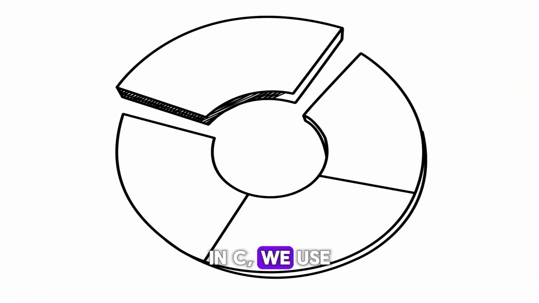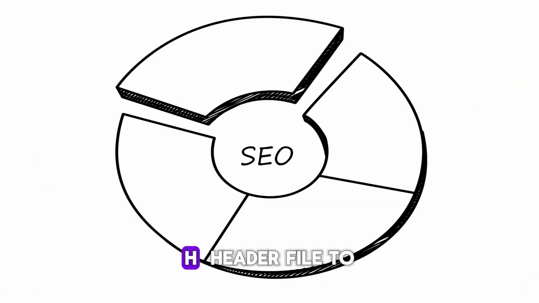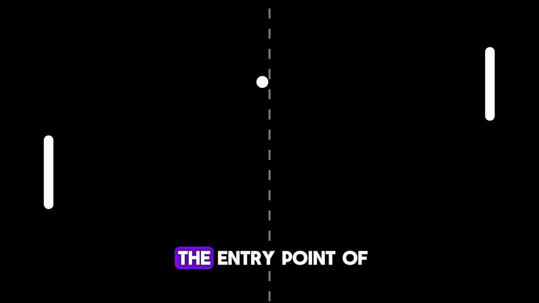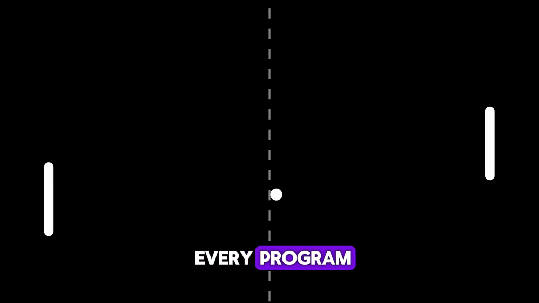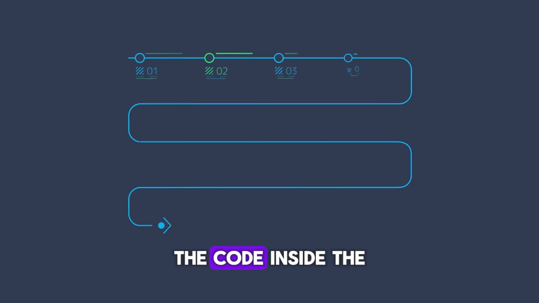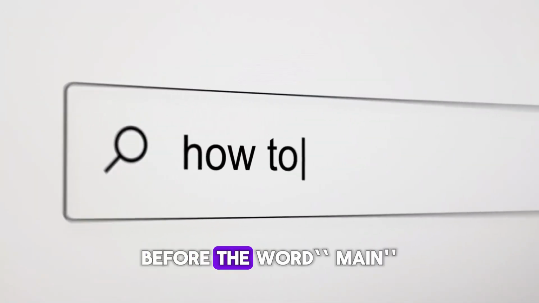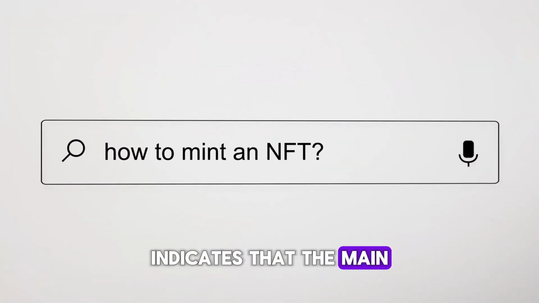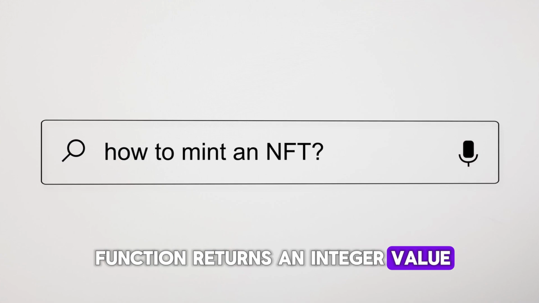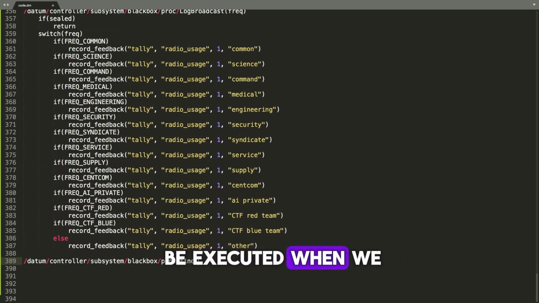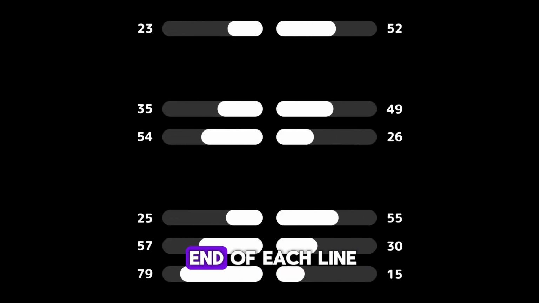In C, we use the stdio header file to input and output data. The main function is the entry point of every program. When we run our program, the code inside the main function will be executed. The int before the word main indicates that the main function returns an integer value. The curly braces contain the code that will be executed when we run the program. And finally, the semicolon at the end of each line indicates the end of the statement.